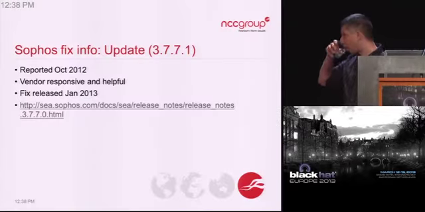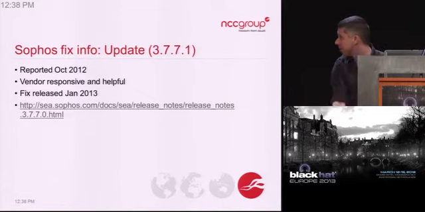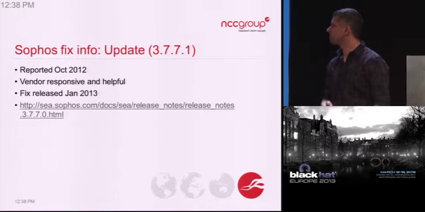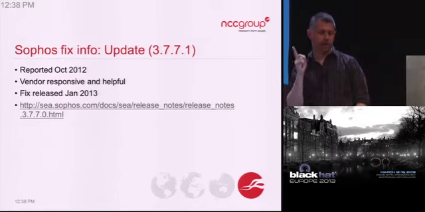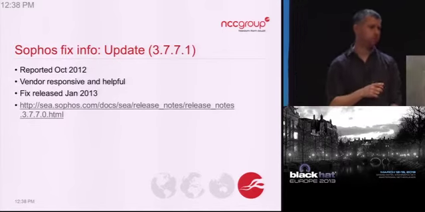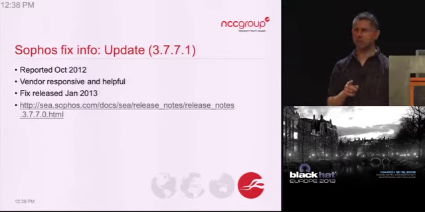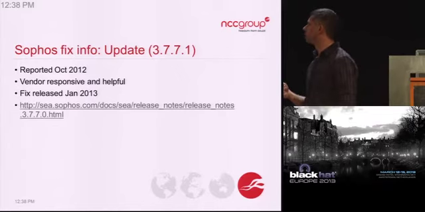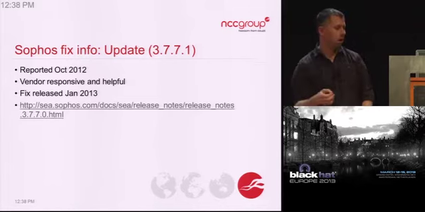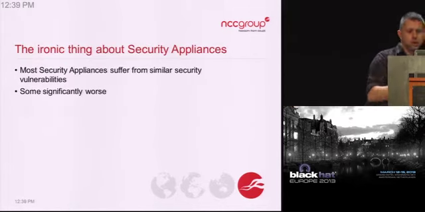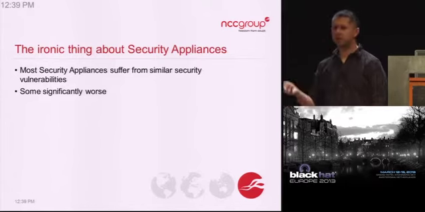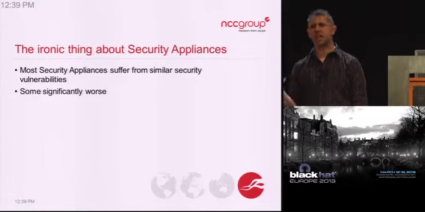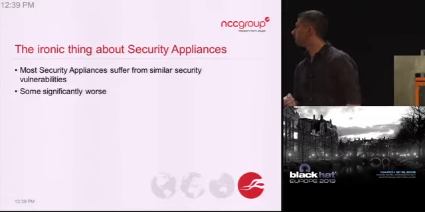So, I reported this to Sophos back in October. The vendor was good to work with, easy to work with, responsive and helpful. They fixed this in January, and I think they just pushed up some additional information yesterday which described what the vulnerabilities were that they fixed. So that's all good. The ironic thing is that most of the security appliances I've looked at have these kinds of issues. This is a fairly typical situation.